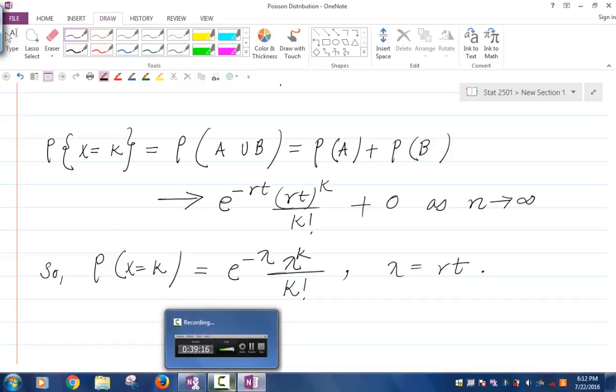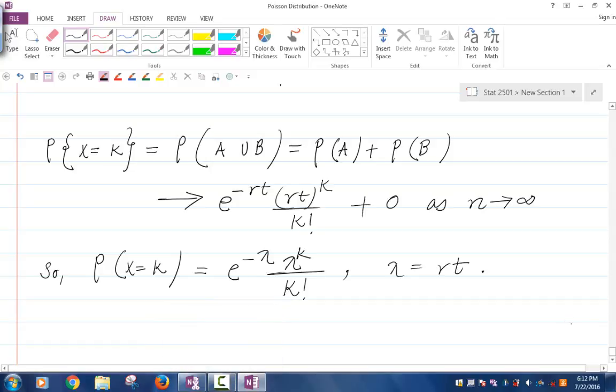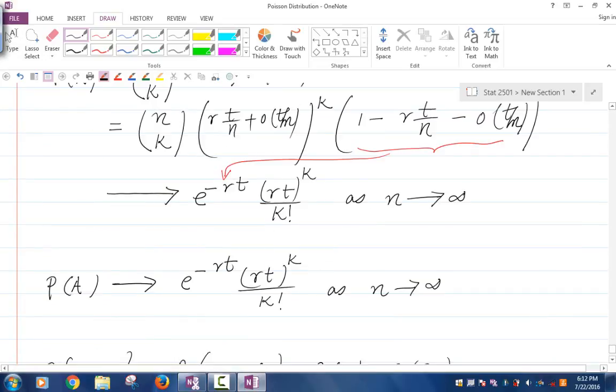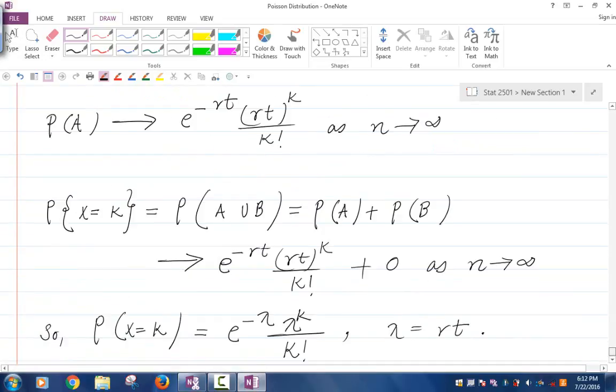Okay, so this is a little bit difficult for many of you, but I hope that you can look over it a couple of times and understand how we justified that the count X is Poisson under the three assumptions.